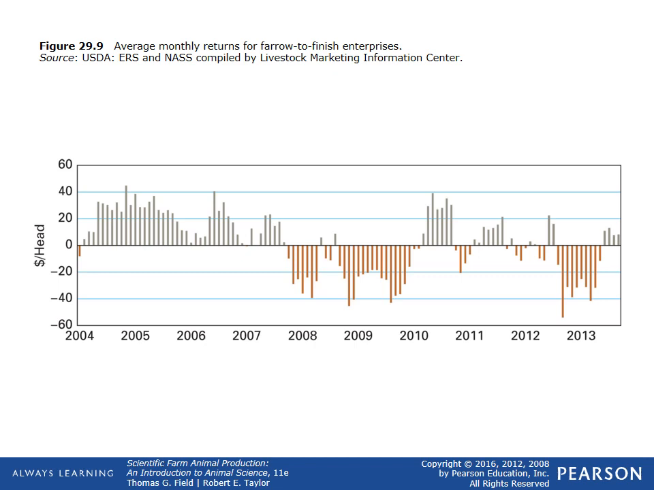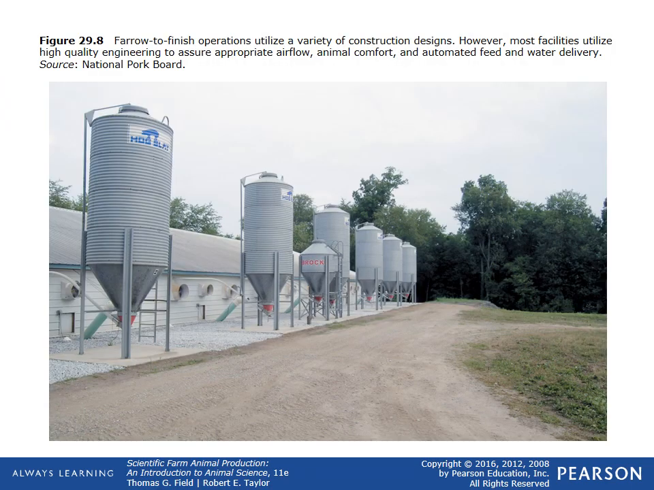Average monthly return on farrow to finish enterprises, and this data goes back to 2004 in terms of dollars per head. And notice again the cyclical nature of this, and we had some pretty rough months and a pretty rough year in the 2009 to 10 range, and then 2013 was pretty rough, and we've seen a nice recovery here in the pig business recently.